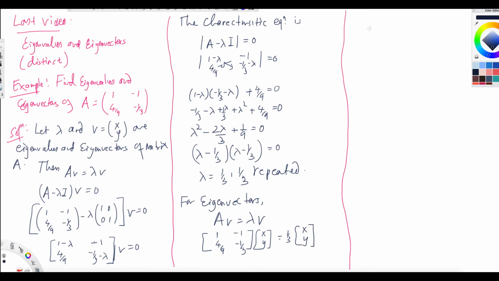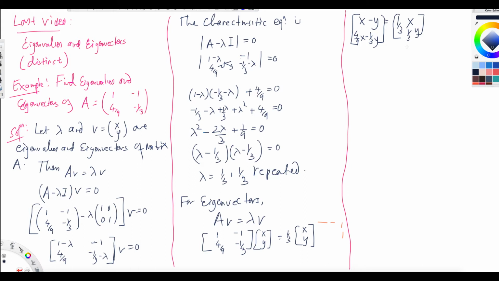Now let us simplify that. How do you multiply? 1 times X, negative 1 times Y. The multiplication looks like this, right? So 1 times X is X. What I get there is X minus Y equals 1/3 X. You see that? On the left side, I got X minus Y for the first line, and for the second line, 4/9 X minus 1/3 Y equals 1/3 Y again.